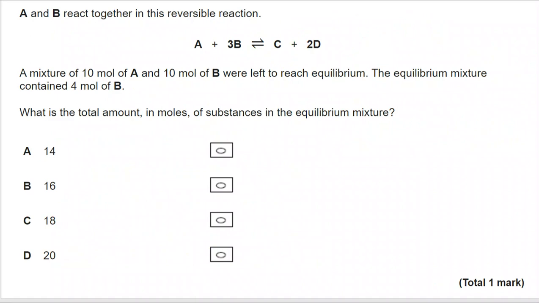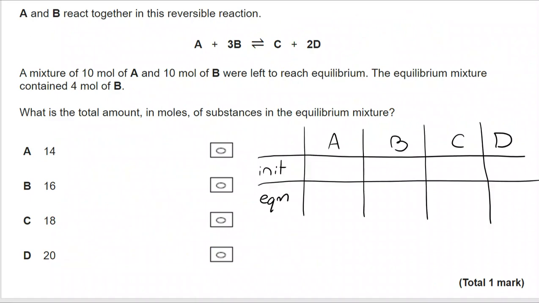And this is a fairly standard equilibrium mole calculation. We have got a table that I'm going to recommend you do. Initial moles, equilibrium moles. We've got A, B, C and D, and we have already got the information in the table. We know we started with 10 moles of A, 10 moles of B. We can assume we started with 0 moles of product. We've also been told we ended up with 4 moles of B.